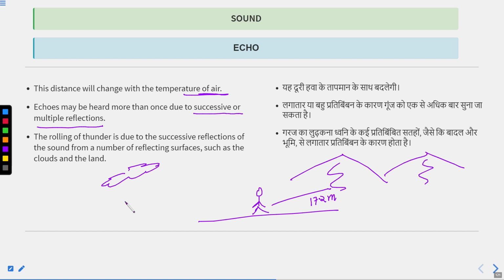So it's a cloudy day and this is our earth, okay? Two clouds strike and you hear a thunder noise, and this thunder noise strikes the land and again reflects back to the cloud and again comes to the land. So you will hear multiple thunder noises. Okay, so it is an example of multiple echoes. Is it clear, class?